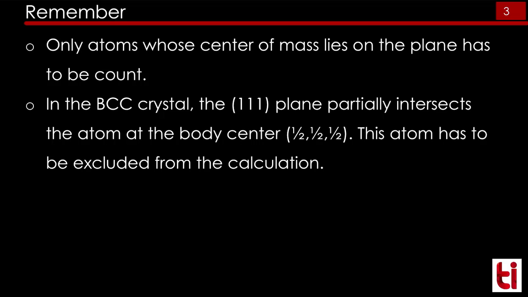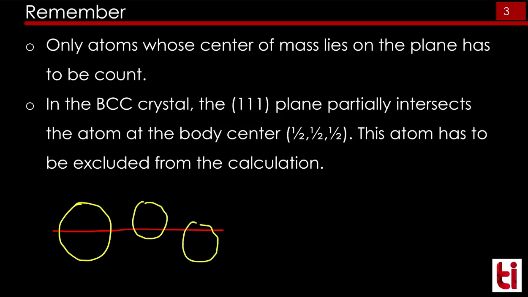Here you have to remember one thing: only those atoms whose center lies in the plane have to be counted. It means that if this is the plane, and we have atoms like this, one atom like this and one atom like this, since this one is at the center, you have to count only this atom. You cannot count this other atom to find the contribution.